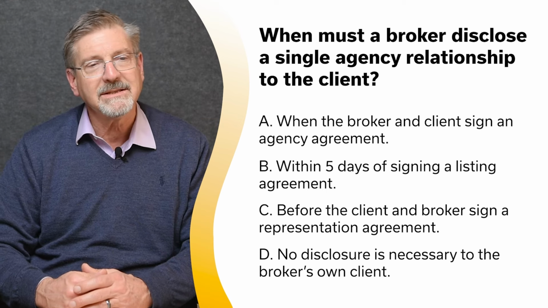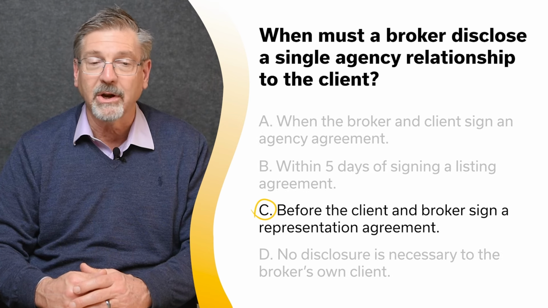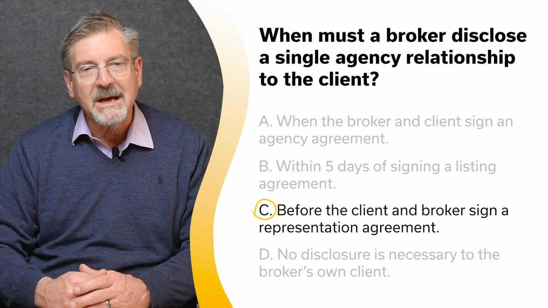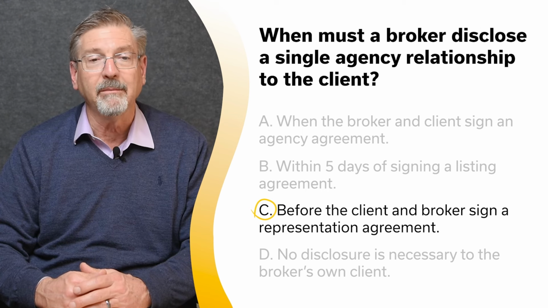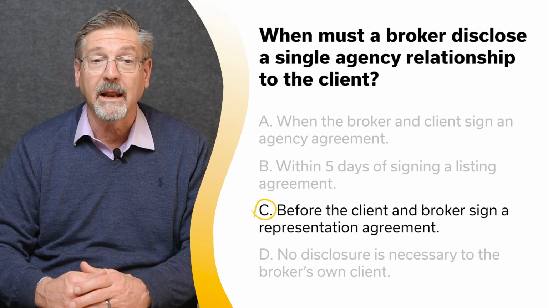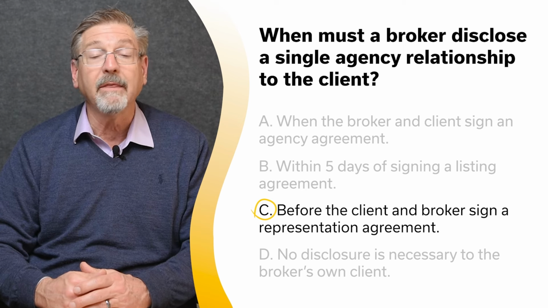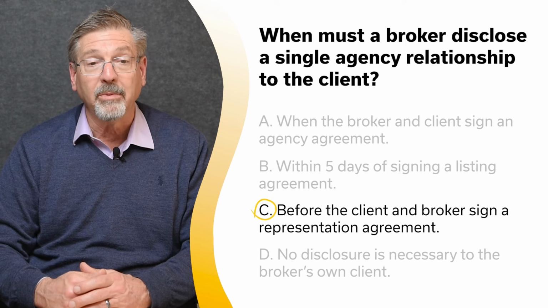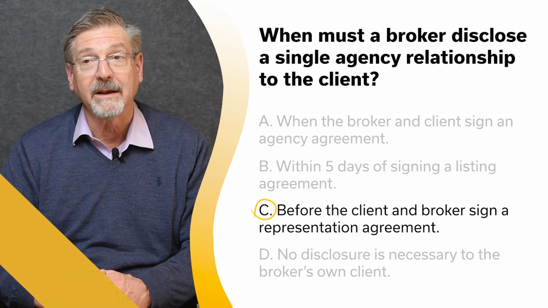Correct answer is C, before the client and broker sign a representation agreement. The broker must disclose a single agency relationship to the client in writing before the client and broker sign an agreement for representation. The client and the broker must sign the Working with a Real Estate Broker disclosure form at the first meeting the broker has with a prospective client.